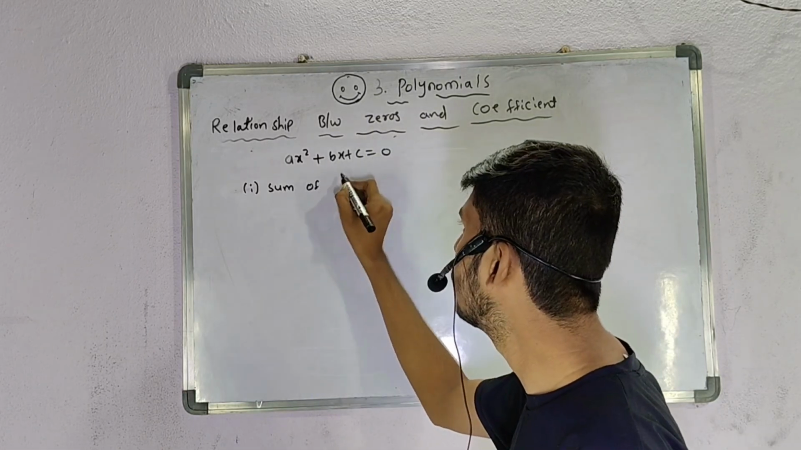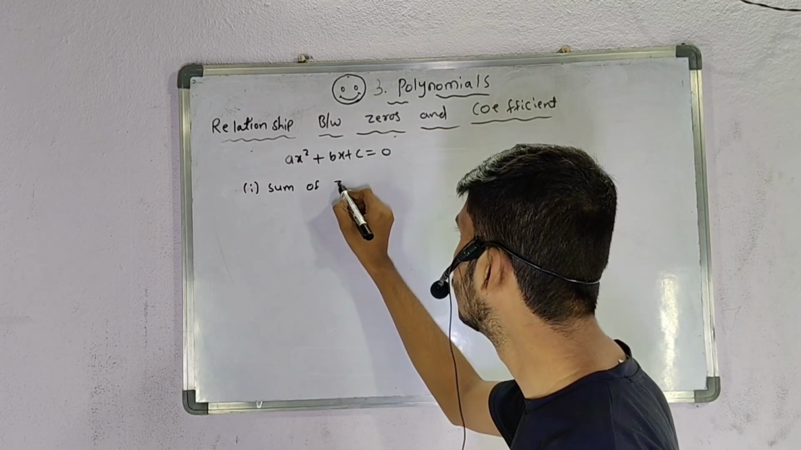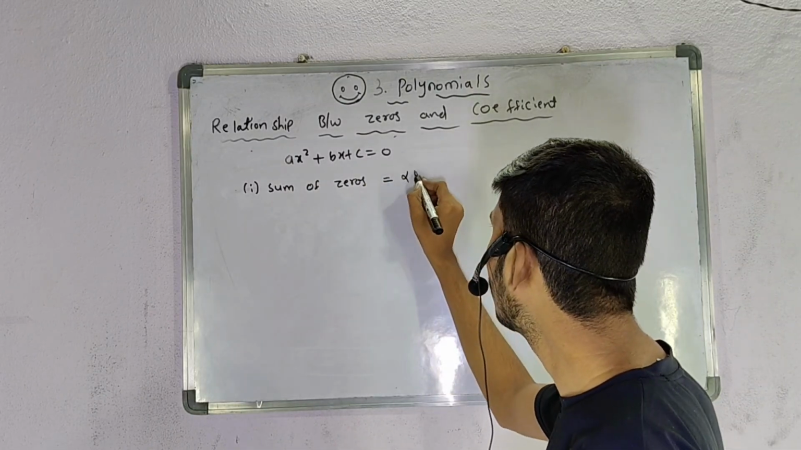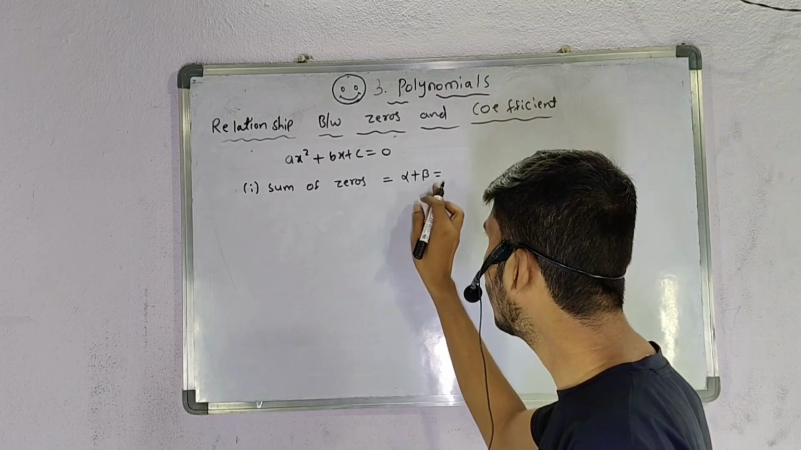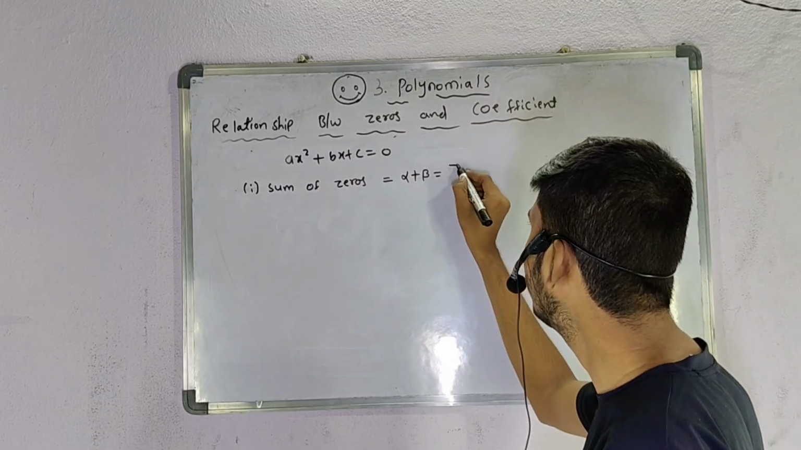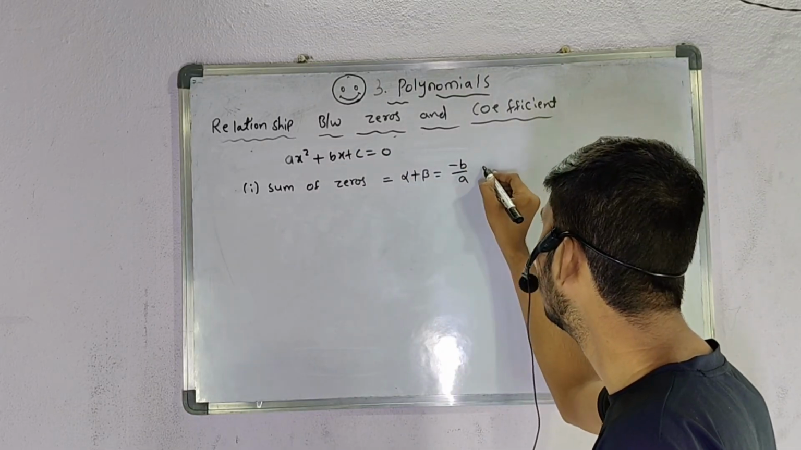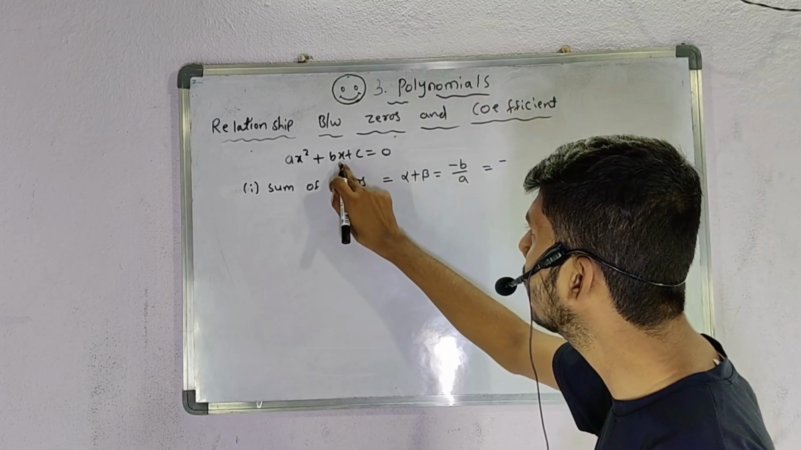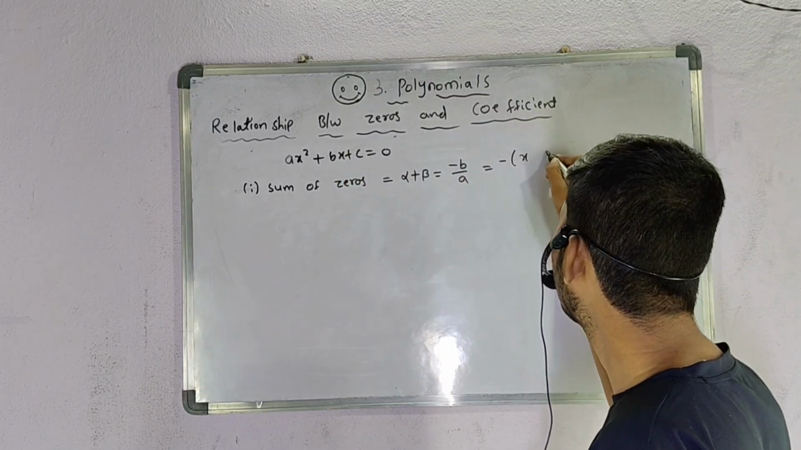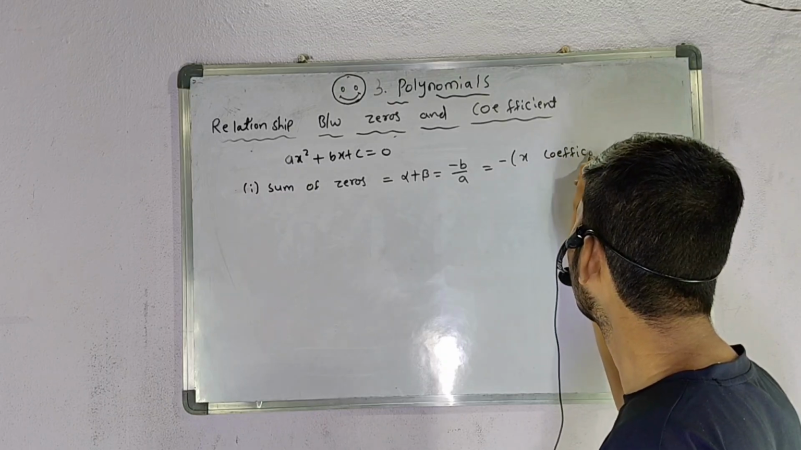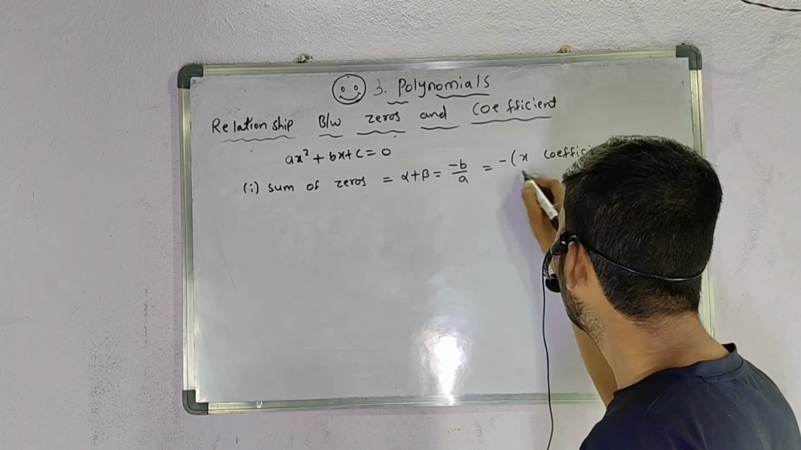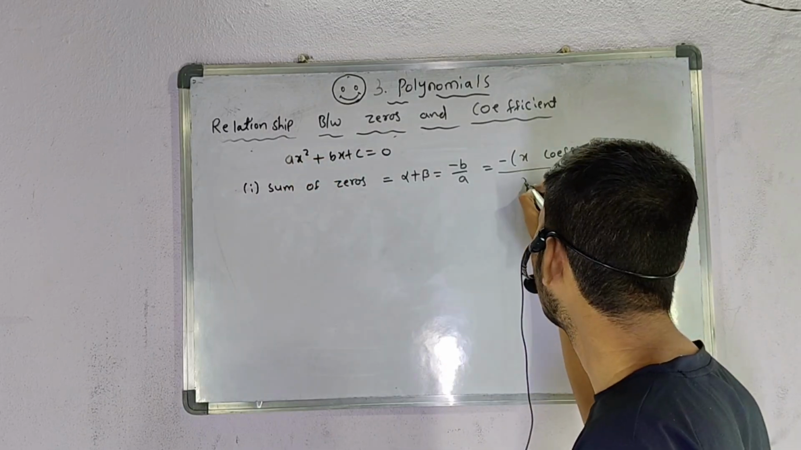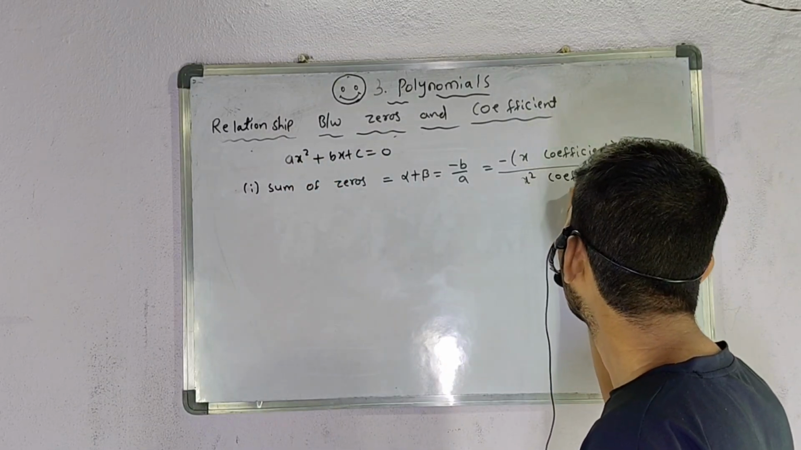We are doing sum of zeros. Sum of zeros means alpha plus beta. What is alpha plus beta? The formula is minus b by a. It means we should write minus, and b means the x coefficient. Next, what is a here? A means the x square coefficient.